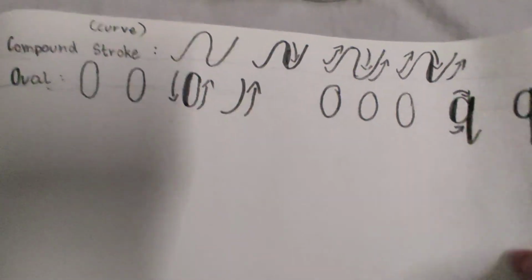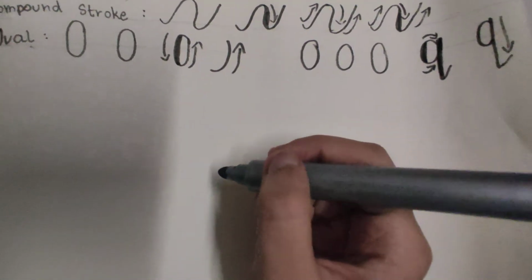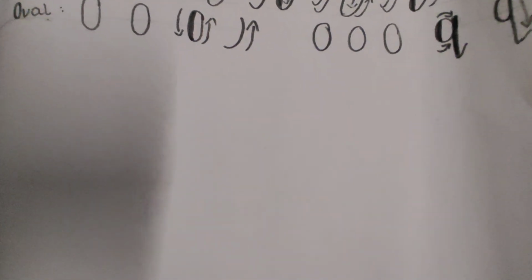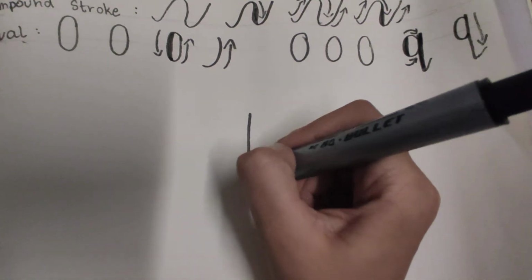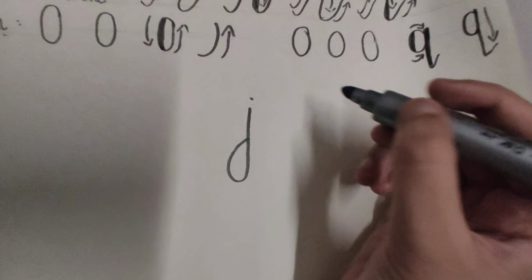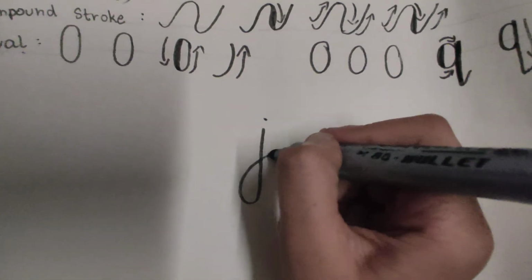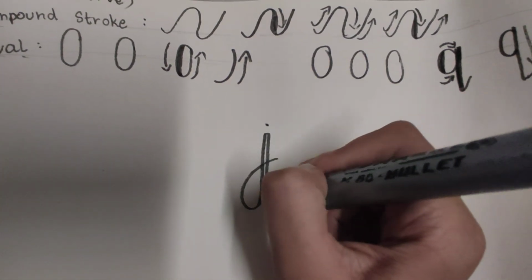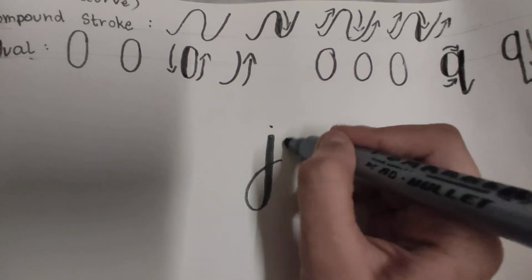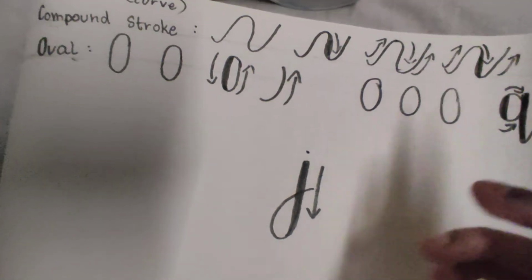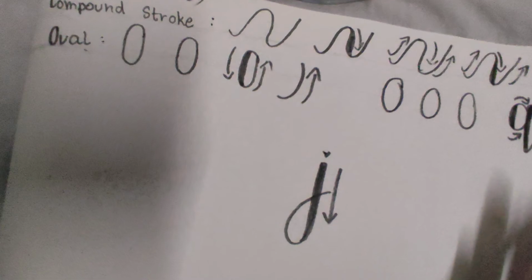So that's how we have learned the basics of calligraphy, and with these rules only you can simply write any letters. So now, for example, I write the letter J. In the letter J, we will make this part thick, because this part is going from up to down.